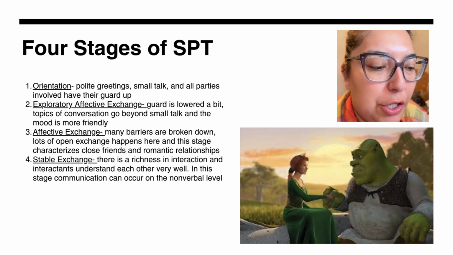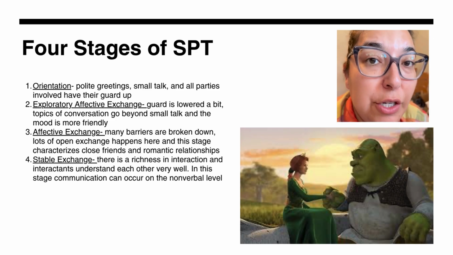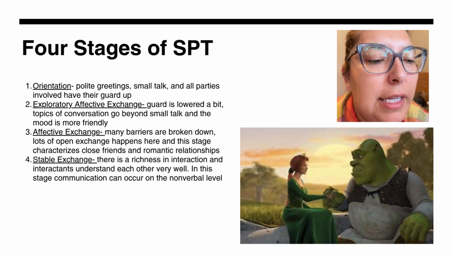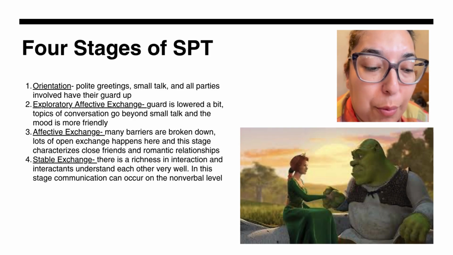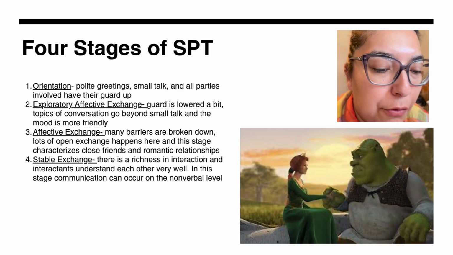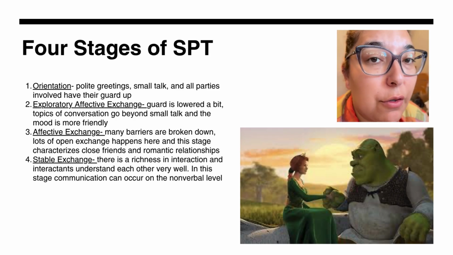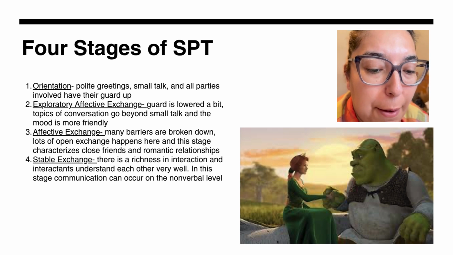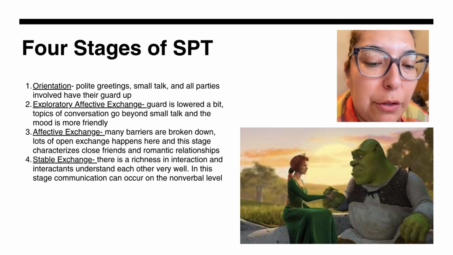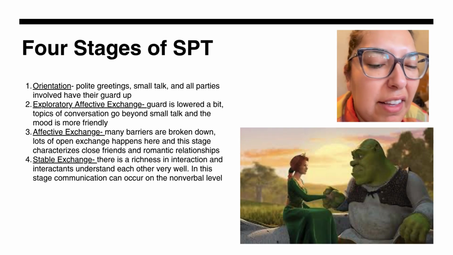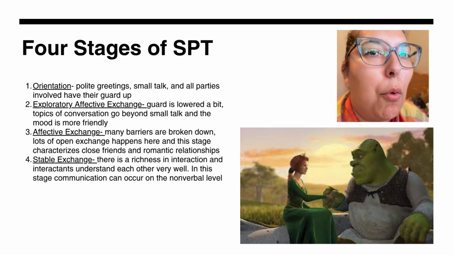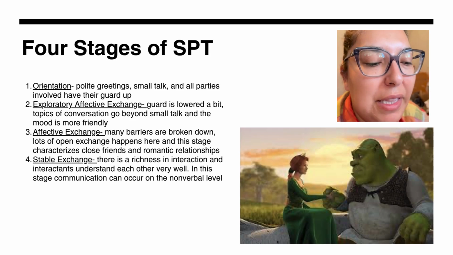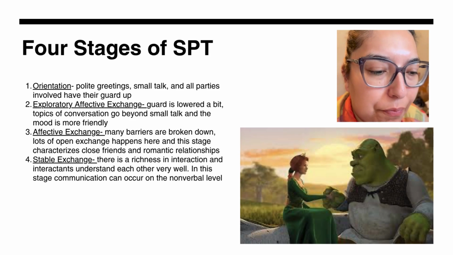Then we move into stage 2, which is exploratory affective exchange. Your guard is lowered a little bit, topics of conversation go beyond small talk, and the mood is more friendly. So this isn't your first interaction with this person or persons. Both parties are more relaxed, more themselves. This is probably a time when maybe a few jokes get thrown in. You get to start testing out some humor. And maybe you begin talking about siblings or spouse, your family, essentially. Things like favorite TV shows. The topics are also broadened. You can talk about more things, not just how's the weather. But the depth of them is still not very far, not very deep.